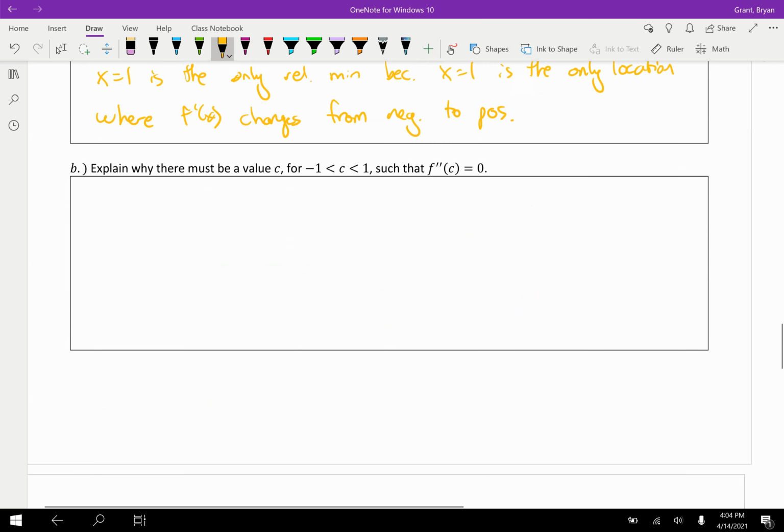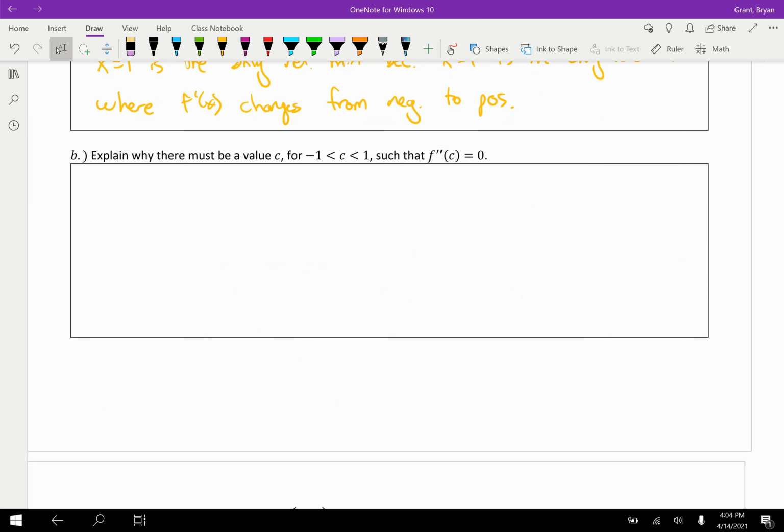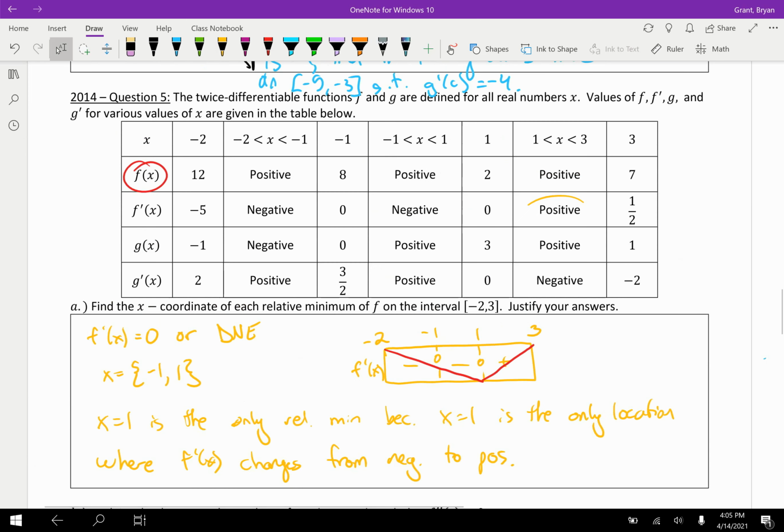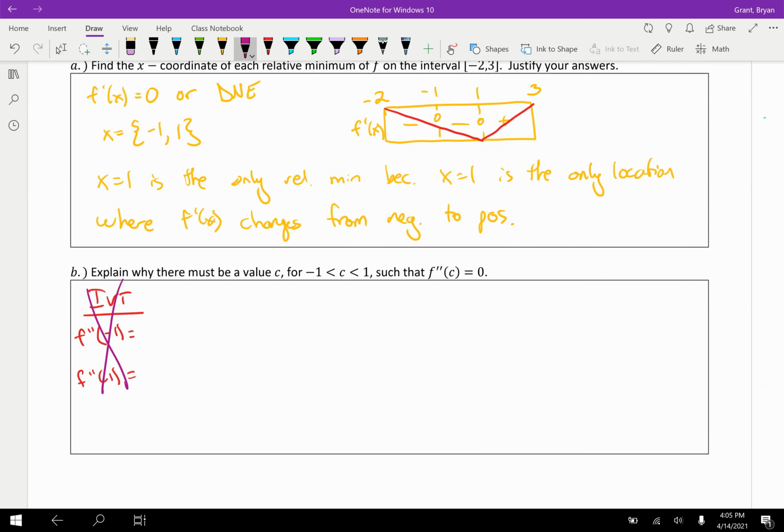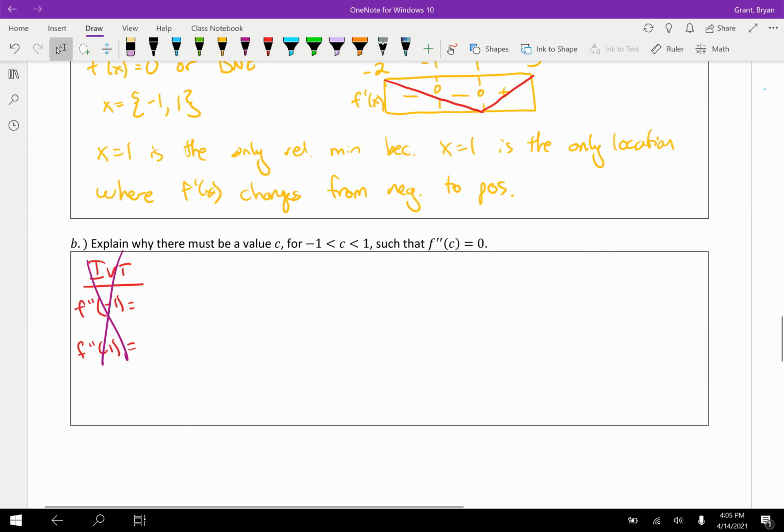Moving on. Explain why there must be a value c such that f double prime equals 0. Okay, well, same thing as before. You could try the IVT. In order to do the IVT, you'd have to use f double prime. The IVT guarantees something about the function that's given, so we'd have to be able to find f double prime of -1 and also f double prime of 1. However, it looks to me like the issue here is there is no f double prime function. Probably should have done a different color, and so it's certainly not the IVT. Therefore, try the MVT. Okay, and we try again.